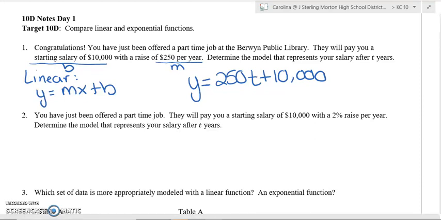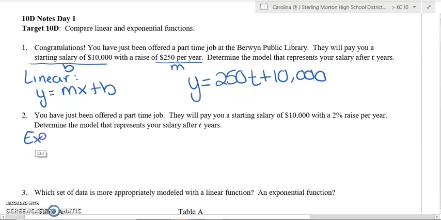Number 2, you have just been offered a part-time job. They will pay you a starting salary of $10,000 with a 2% raise per year. Determine the model that represents your salary after T years. Remember, your clue word here is the percentage. Whenever you see a percentage, make a connection with exponential.